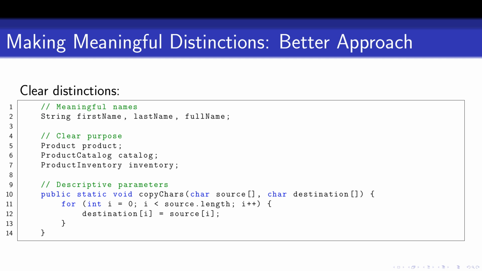Here's how to do it right. Use first name, last name, and full name instead. Each name carries its own weight. Replace vague terms with product, product catalog, product inventory. Now you know what each one does. In that char copying code, switch to source and destination. Suddenly, it's obvious what's being copied where. Meaningful distinctions aren't just different. They tell you why they're different, making your code a story, not a puzzle.